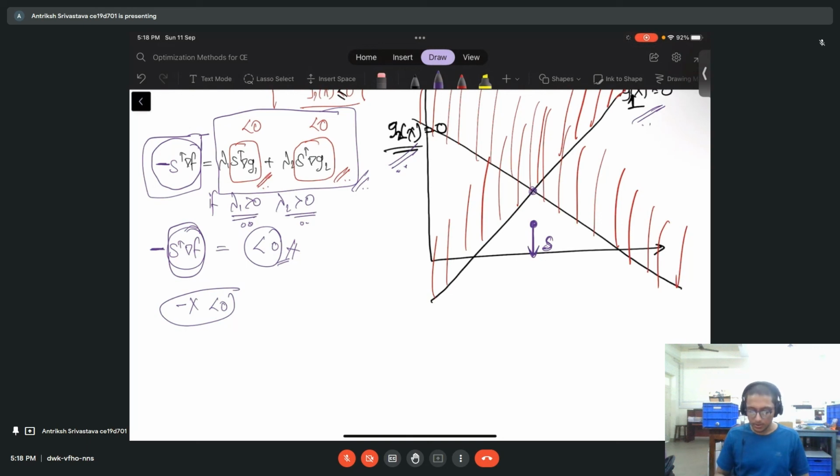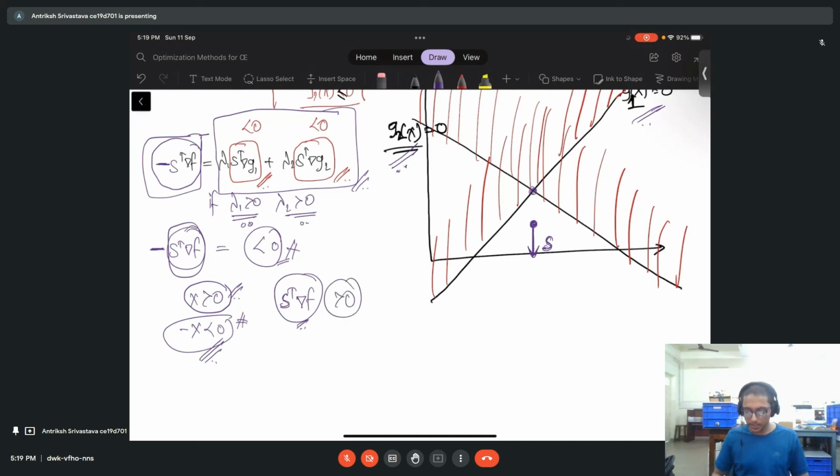Yes, sir. Okay, I will make it a little bit easier. If x is greater than 0, then you multiply it with a minus sign, minus x, the sign of inequality changes, then minus x is less than 0. So if this is true, that means x is greater than 0. Using the same analogy, the dot product of my feasible direction with the gradient of my function is greater than 0, that should mean that my function is actually increasing, right?